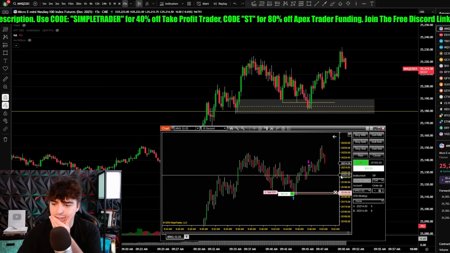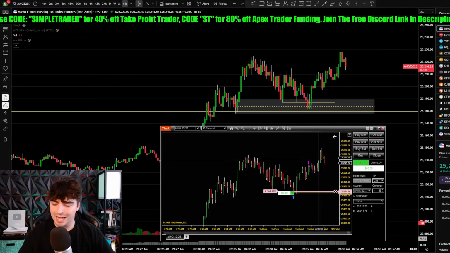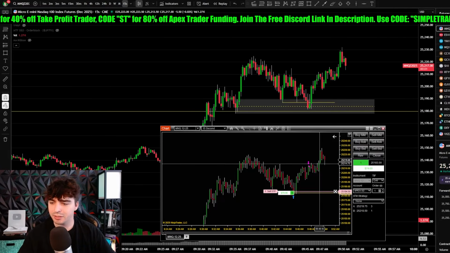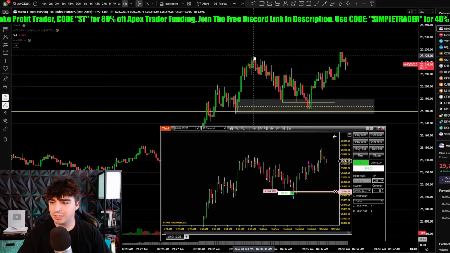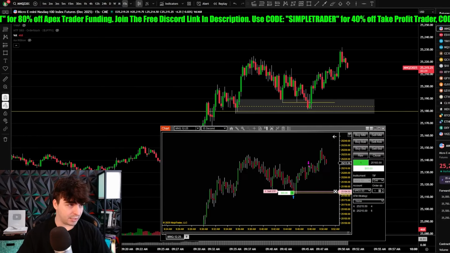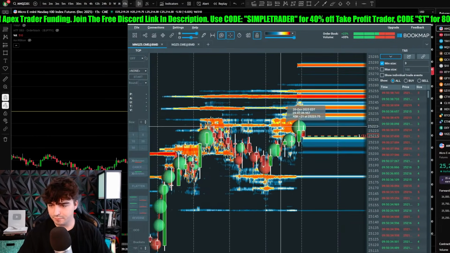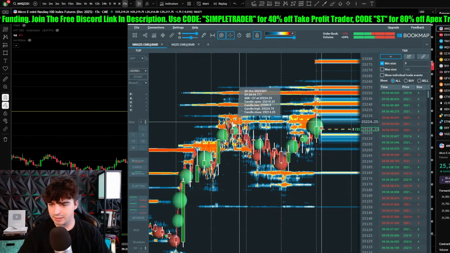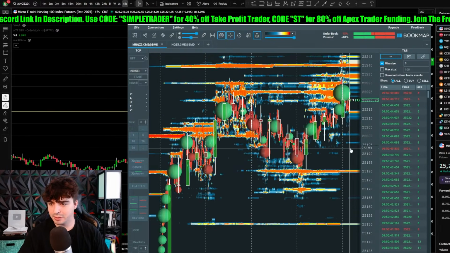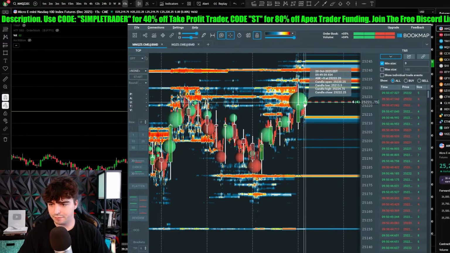All right, so I may have just yapped myself into a little bit of a break-even trade here because we are rejecting these highs with quite a bit of volume. If you take a look at Bookmap here, you can see all these orders resting at these highs that we were just hitting, and you can see this big volume bubble here. So a lot of orders just got filled here.